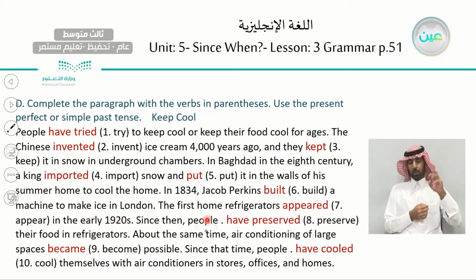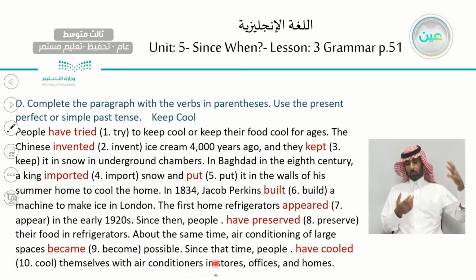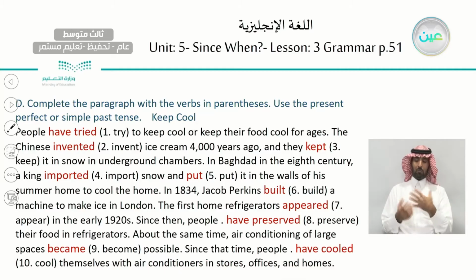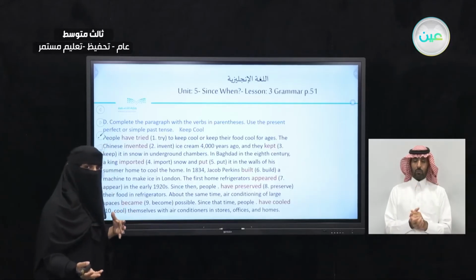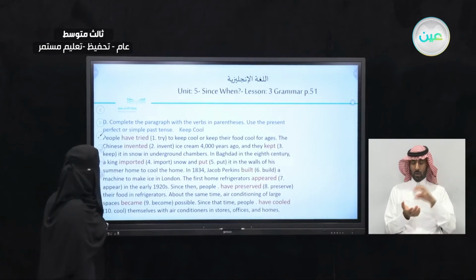Since then, people, what? Do we have a time? No. So we use the present perfect. Have preserved their food in the refrigerators. About the same time, air conditioning of large spaces became possible. Since that time, people have cooled themselves with air conditioners in stores, offices, and homes. Okay, this is how we answer exercise D. We differentiated when we use the simple past and when we use the present perfect.